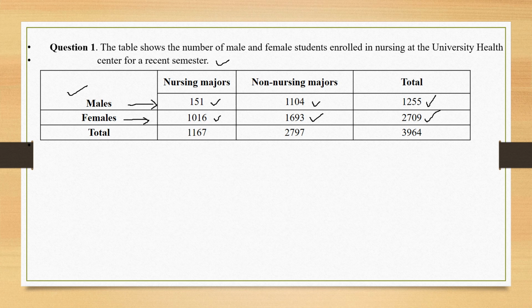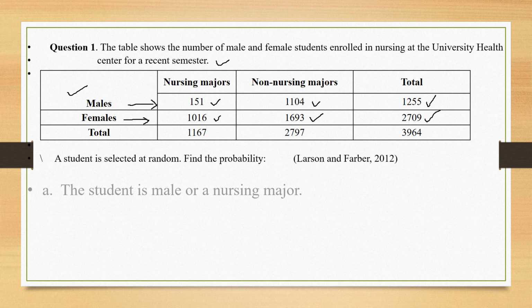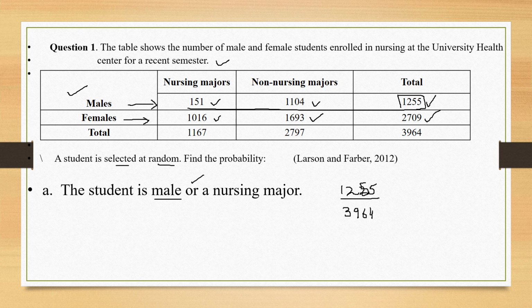So now my dear students, let's have a look at part A. If a student is selected at random, find the probability the student is male. How many total male students do we have? The total number of male students we have is 1000 and 55 divided by the total we have, 3964. Now here, or means a plus sign, or a nursing major.